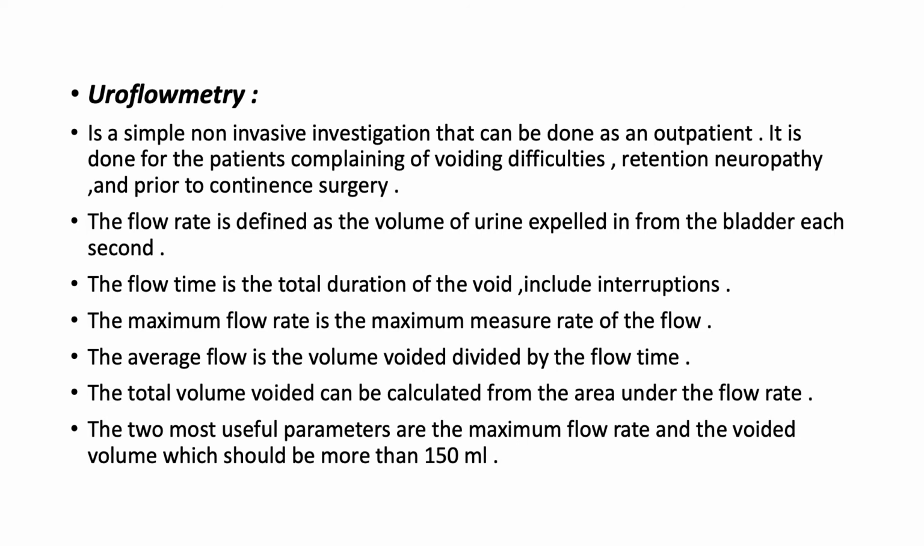We have the flow rate, which is the volume of urine expelled from the bladder each second, and we have the flow time, which is the duration of void, and the maximum flow rate, which is the maximum rate of flow, and the average flow, which is the volume of urine voided divided by the flow time. We have the total volume voided, calculated from the area under the flow rate curve. The two most useful parameters are the maximum flow rate and the voided volume, which should be more than 150 ml.